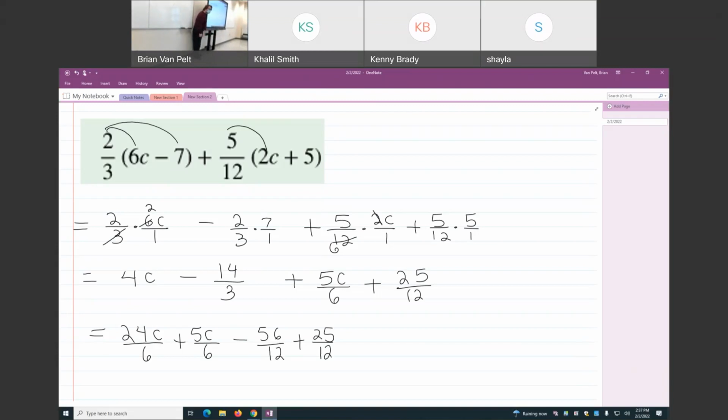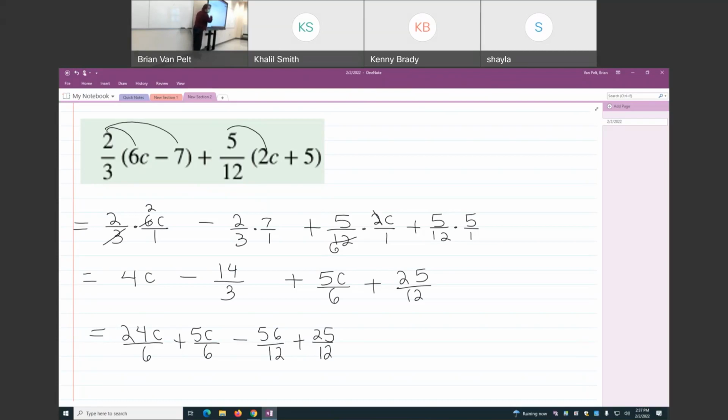You don't have to do the same thing. Why would I take that and do that to it? Oh, that's right. Why would I do that to it? To add things, don't I? I can't add them unless they have the same denominator. One doesn't have a denominator, one has a 6 in the denominator. I can't add those, can I? So I have to make them so that they're both over 6.